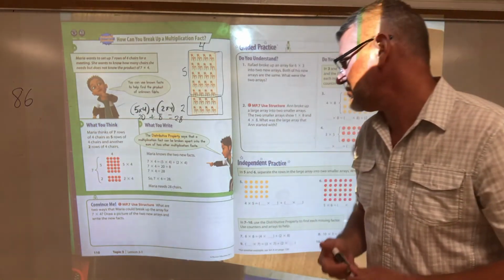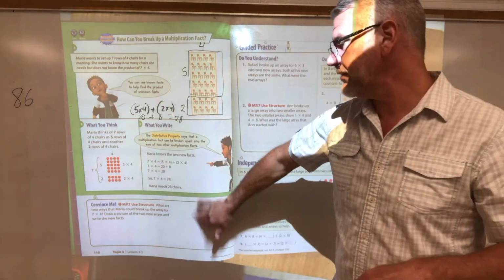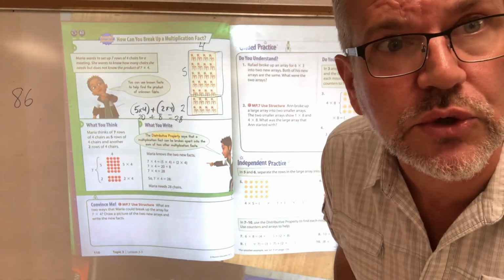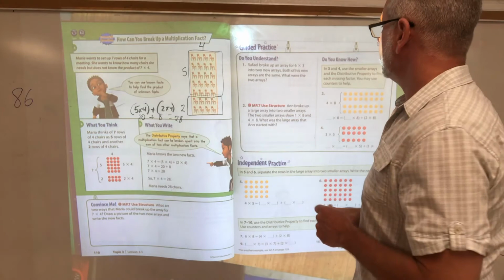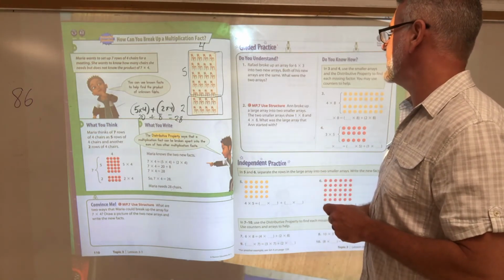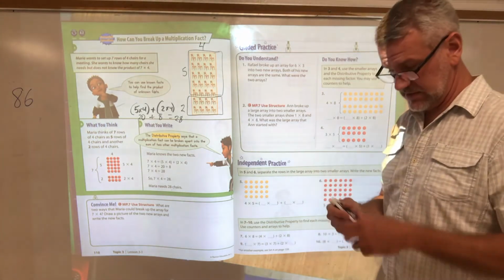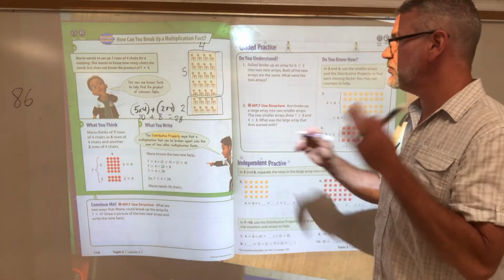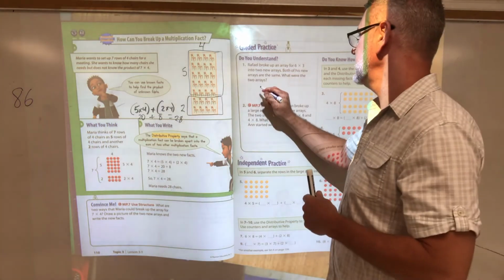All right, let's look at this. What are 2 ways that Maria could break up the array? Well, we already did some of that, so I'm not even going to worry about that. Let's go over here to the "Do you understand?" Raphael broke up an array for 6 times 3 in 2 new arrays. Both of his new arrays are the same. What were the 2 arrays? So in other words, he had 2 arrays that when he split this 6, he ended up with the same.